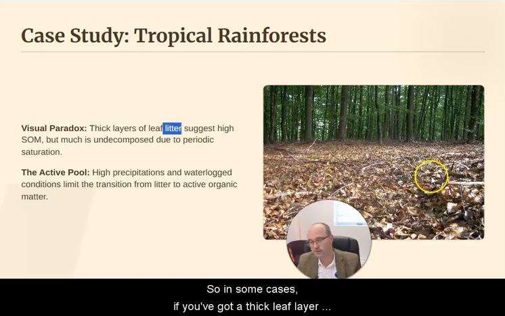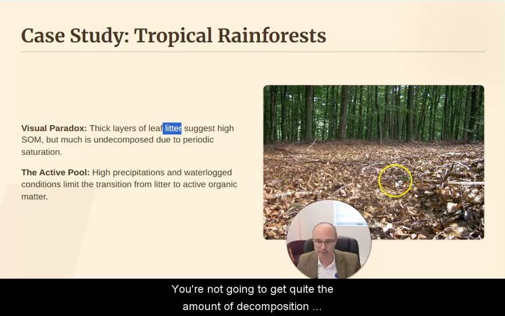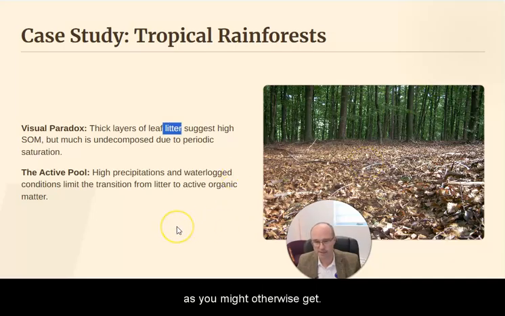So in some cases, if you've got a thick leaf layer here and it's rained a lot, that water will be held in this leaf litter, preventing oxygen from getting into the soil, and therefore, with a lack of oxygen, you're not going to get quite the amount of decomposition as you might otherwise get.